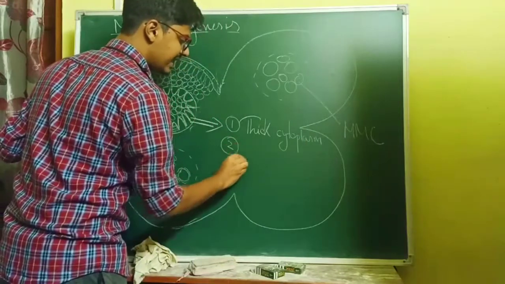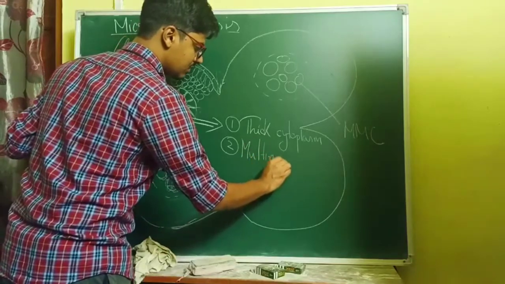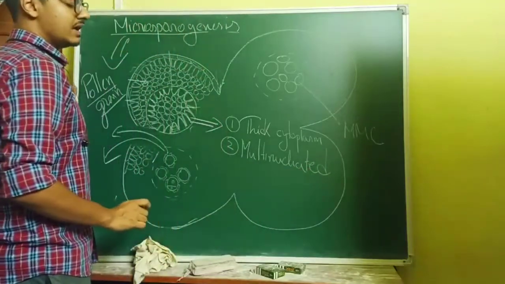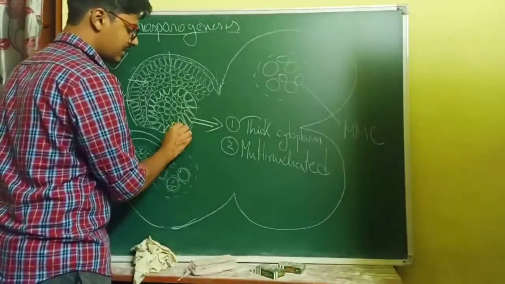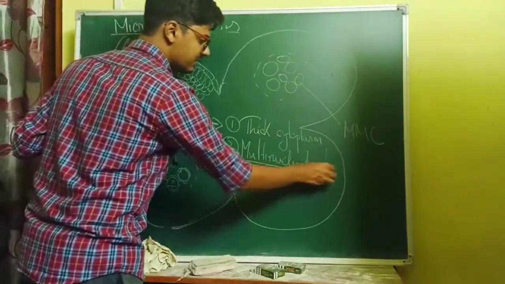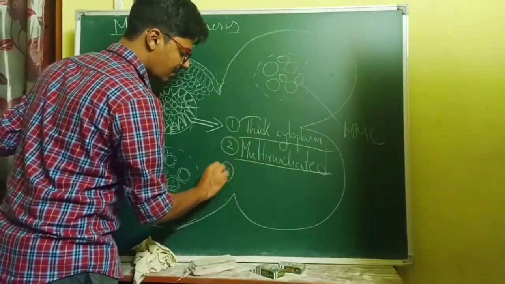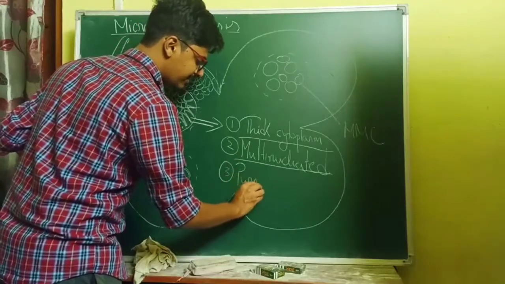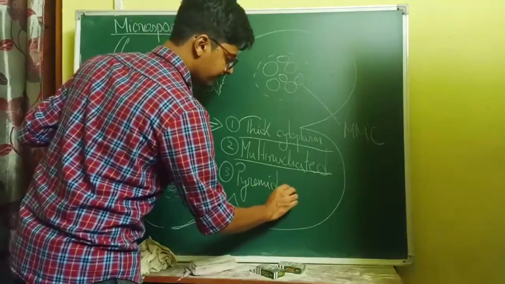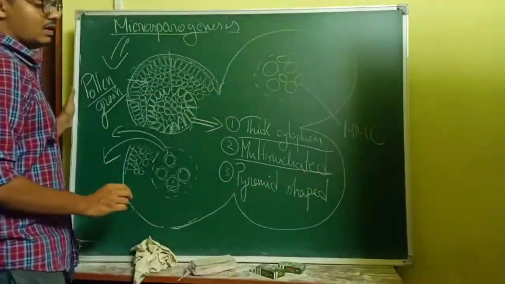Two, they are multinucleated or binucleated. We are able to see more than one nucleus in them, and that's because of endomitosis, as we know. These two characteristic features of tapetal cells you have to keep in mind: thick cytoplasm and multinucleated. Also, they are pyramid shaped. We should have discussed this before, but I forgot, so we are telling it now.